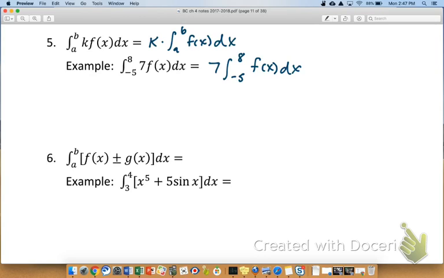You can only do this with a constant multiple. You cannot do this. Like if you had the integral from negative 5 to 8 of x times f of x dx, you cannot take the x out. This is a constant multiple. Constant, not variable. If that makes sense. Okay, and then the last one.